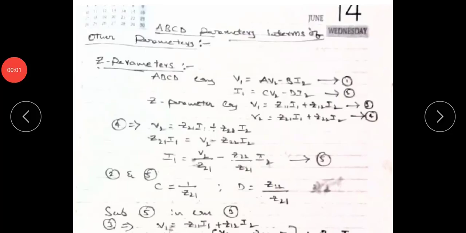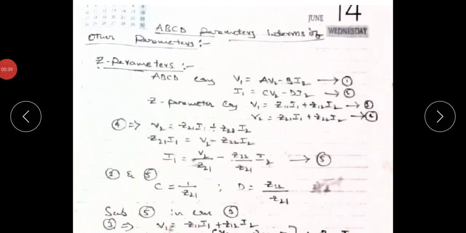Okay, now I would like to explain the ABCD parameters in terms of other parameters. First, in terms of Z parameters. We know the ABCD parameter equations: V1 equals A V2 minus B I2, and I1 equals C V2 minus D I2. Let this be equation number 1 and equation number 2. And the Z parameter equations are V1 equals Z11 I1 plus Z12 I2, and V2 equals Z21 I1 plus Z22 I2, equation number 3 and equation number 4.